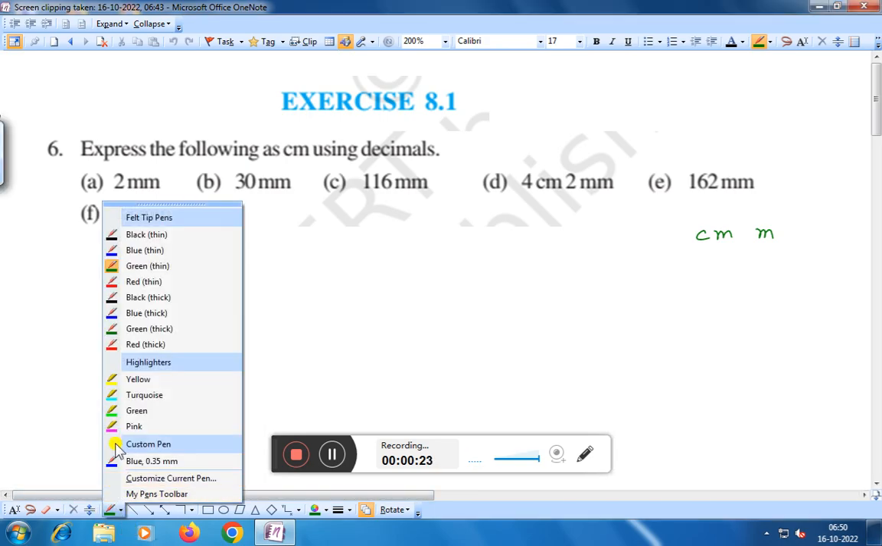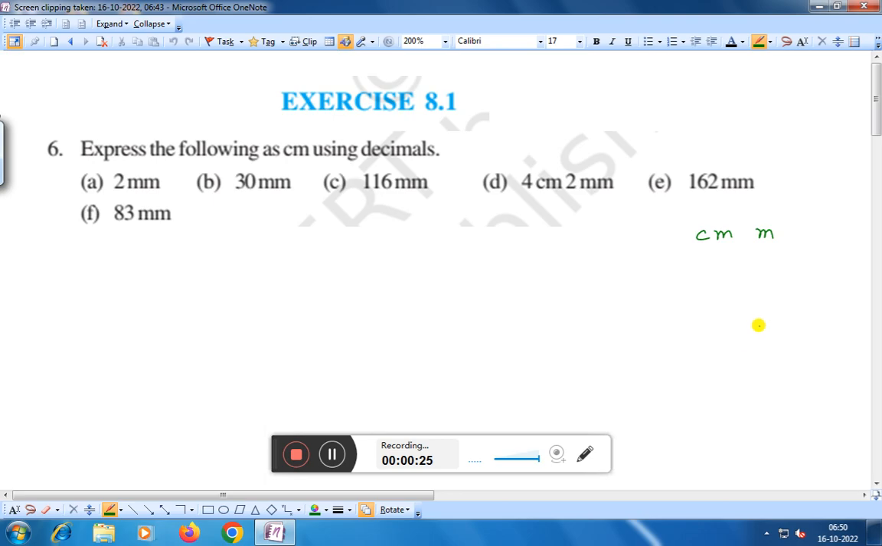Let us take centimeter and millimeter. We know that 1 centimeter is equal to 10 millimeter. You have to know this relation, only then you can convert, right? 1 centimeter is equal to 10 millimeter. If you know this one, only then you can convert, right?